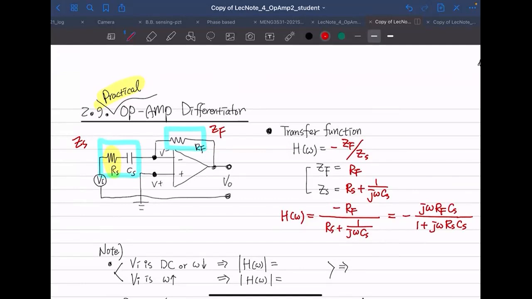Okay. And by the way, we have that same assumption. RS is going to be much smaller than RF. That's the assumption when we apply the additional resistor.